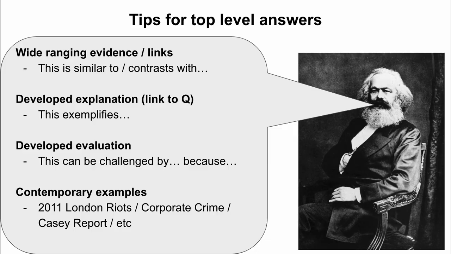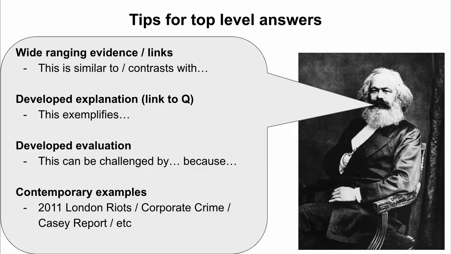Another point is about developed explanation. So make sure that you link back to the question. If you give an example, for example, if you're talking about corporate crime, you could just say this exemplifies the Marxist focus on crimes of the powerful or something like that. Just that sentence starter, this exemplifies, or this shows, this highlights. Those kind of things can really help you with that. You also need developed evaluation. So this can be challenged by, because, and I think the exemplar I showed just a second ago really shows that, highlights that developed evaluation.